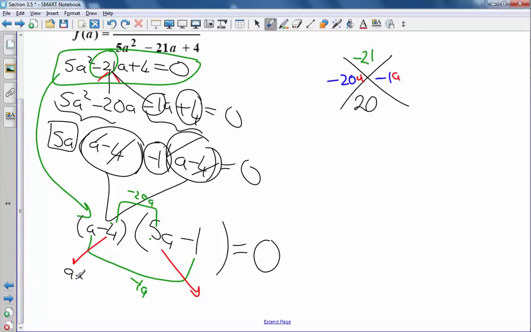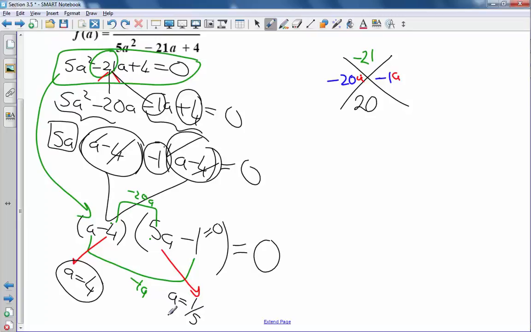So this is a equals 4. Just set it into 0 and add 4 to both sides. And this is a equals 1/5. Set this into 0, add 1, divide by 5, okay?